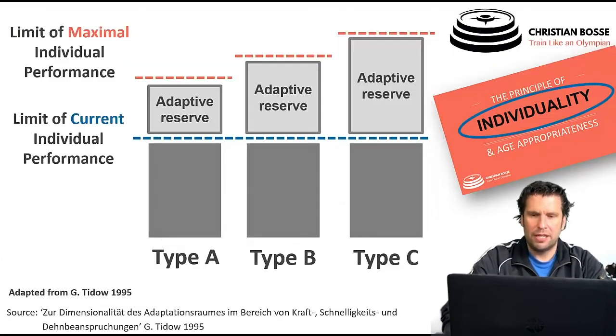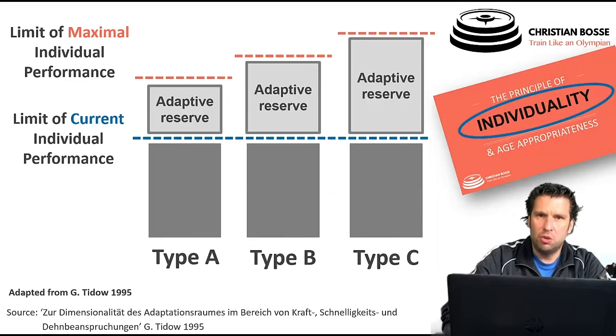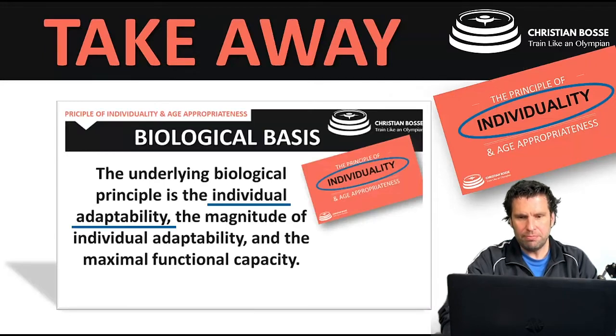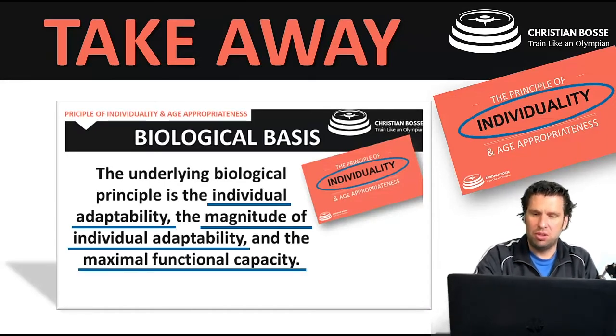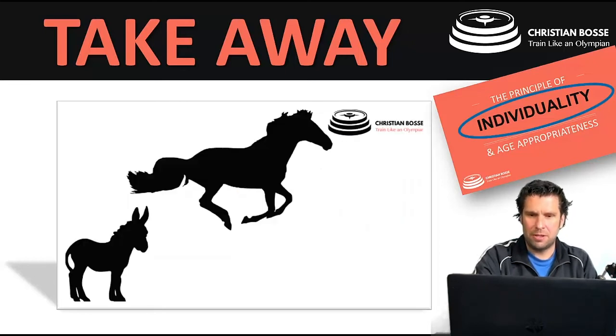Yeah, so if we go back here, individually, we can see the magnitude is different between A, B, and C, which also leads to the maximal capacity being different between type B and type C. Oh, there we have it. Individual adaptability, magnitude, functional capacity.